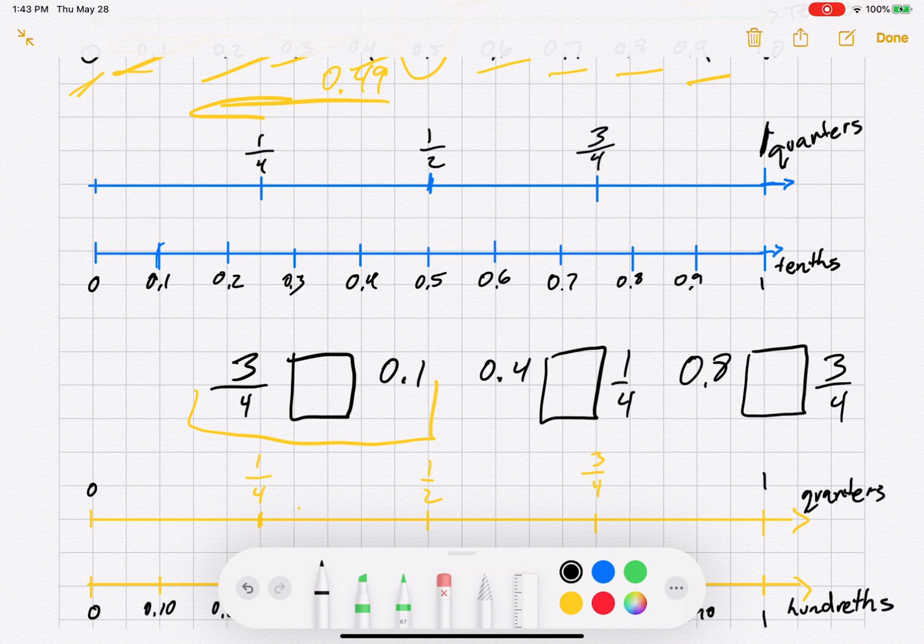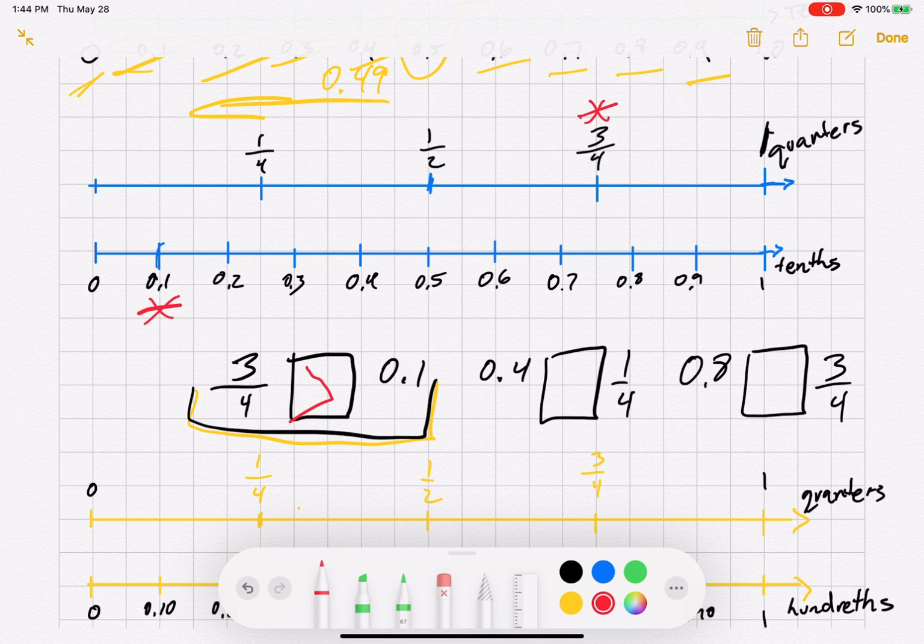3/4, if we're looking at 3/4 compared to 0.1, 3/4 being way over here and 0.1 being way over here on the bottom number line, is 3/4 greater than or less than 0.1? Hopefully in your mind you said that it's greater than, and we can clearly see that when we compare the two number lines.